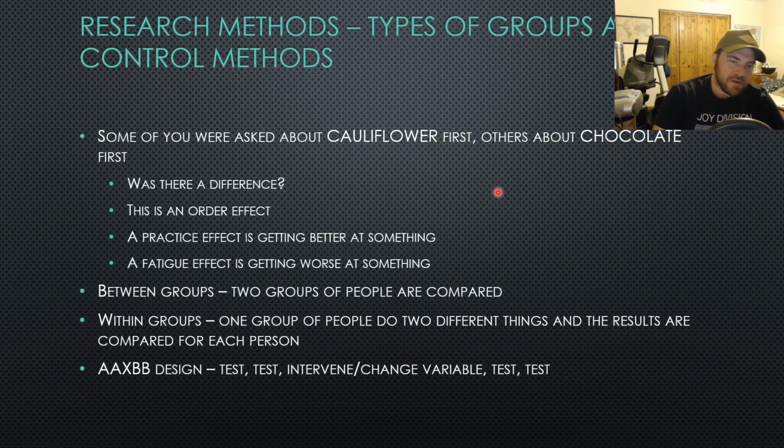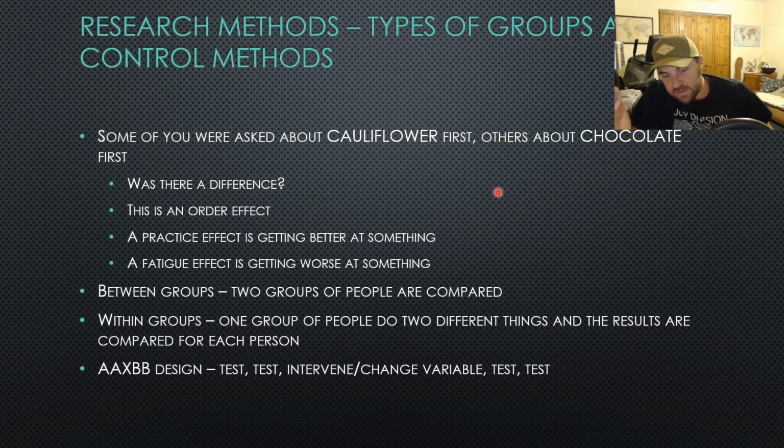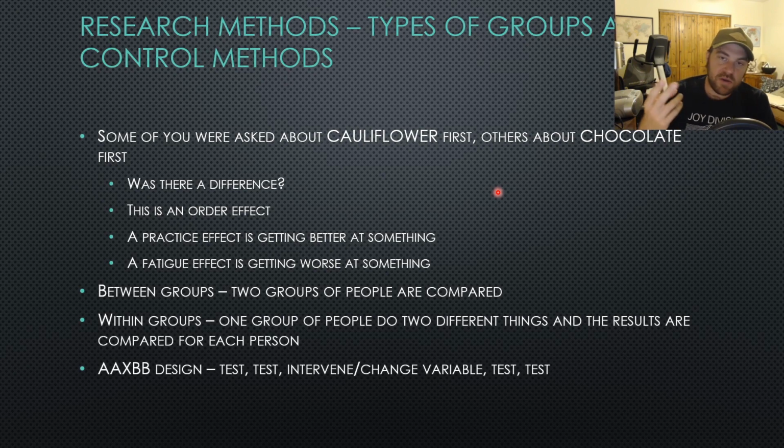The last thing here, I did not touch on this at all when we went through the research methods lecture, this AABB design. And it's not on the test, but I wanted to mention it because we've talked about clinical methods now. So what this is, the AA means your pretest. You're going to do a pretest and a pretest. And then the X is your intervention. And then the B is your post-test. So you're going to post-test, post-test. So essentially what you're going to do is pretest and then pretest again.